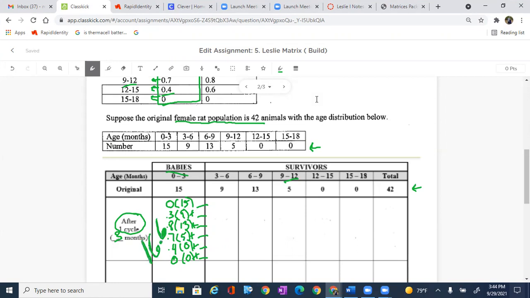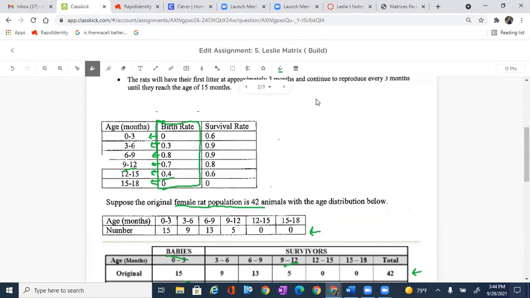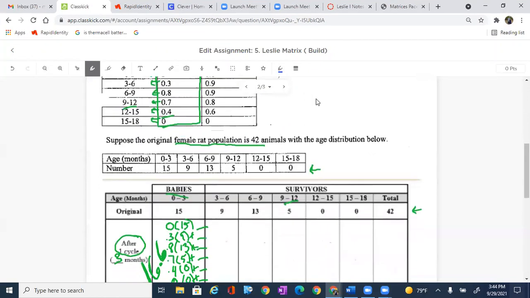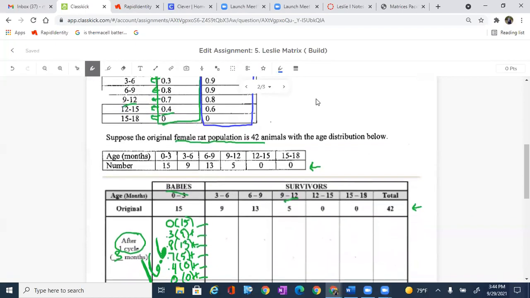So after that cycle, now what we're going to do is we're going to take it and we're going to find how many rats there are going to be that have transitioned. That's the really important part, that have transitioned to their next category. And that has to do with their survival rate. So we're going to go to their survival rates. And we're going to look at the transition.